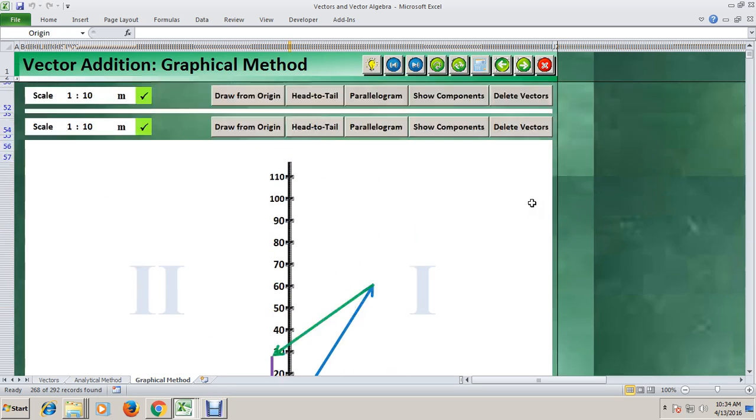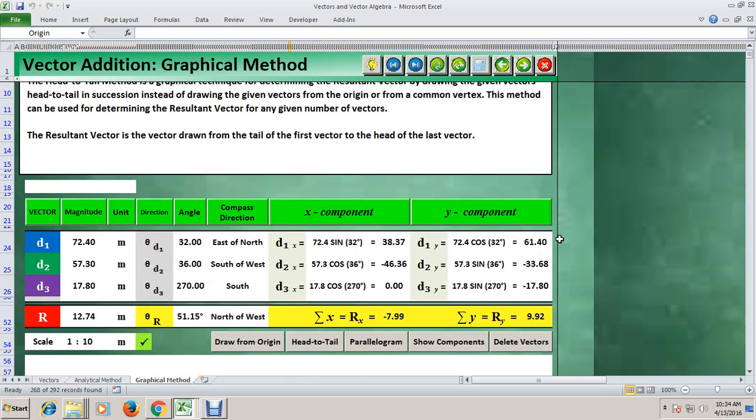Now, the corresponding components should be computed accordingly using sine and cosine. We haven't discussed this yet, but we will be discussing this in detail when we do the analytic method. But at the moment, it would suffice to say that if we have computed the components accordingly, these would be the corresponding components. This would be 38.37. This is positive for both components x and y for the blue vector, since the blue vector is on the first quadrant.